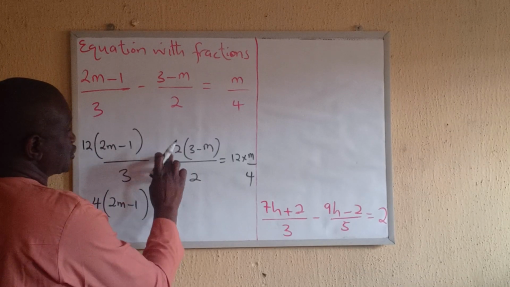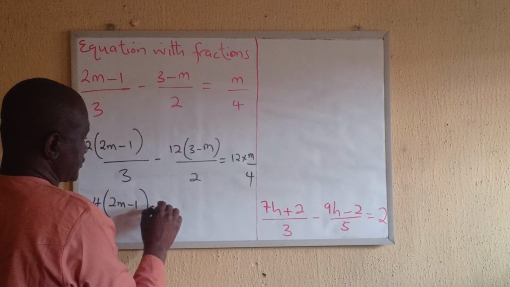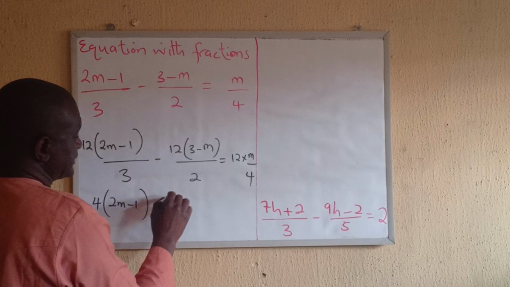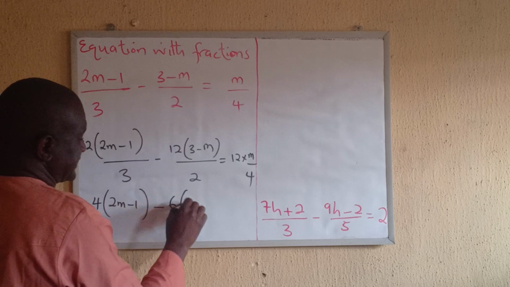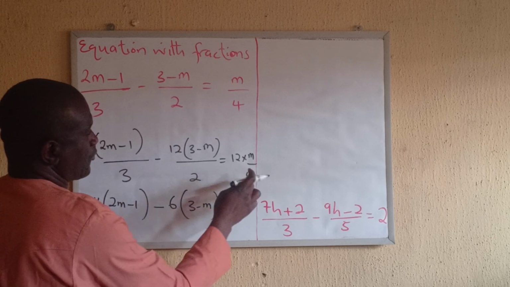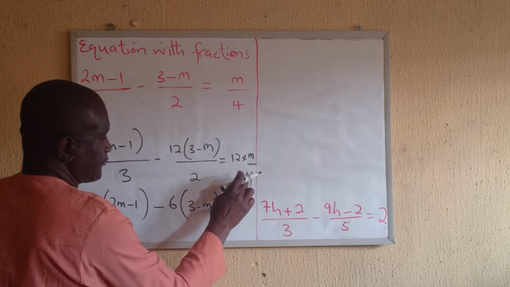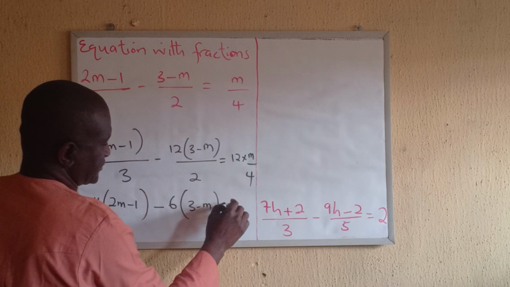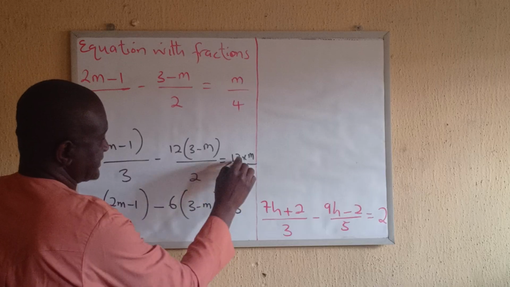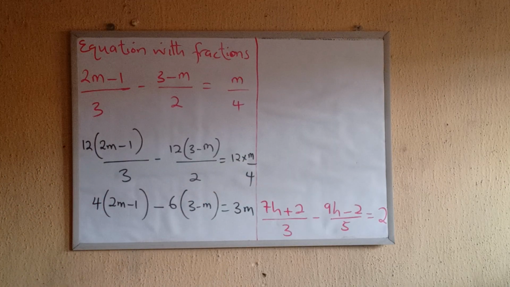That means a minus 12 is being divided by a plus 12. The answer will be minus 6, open bracket, then 3 minus m, close bracket, equals to. Now, a plus 12 is being divided by a plus 4. The answer will be plus 3. So it will be 3, and 3 times m will give you 3m. So if you look at it now, we have cleared the denominator.